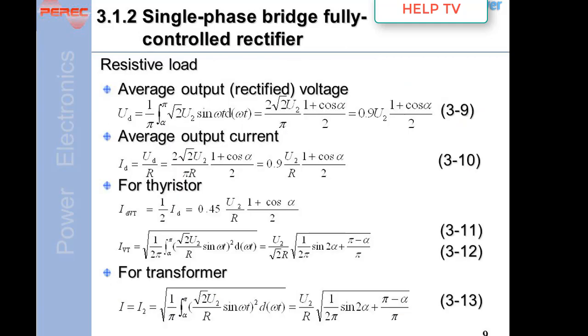3.1.2 Single-phase bridge fully controlled rectifier. Resistive load. Average output rectified voltage, equation 3-9. Average output current, equation 3-10. For the thyristor, equation 3-11. Equation 3-12. For the transformer, equation 3-13.